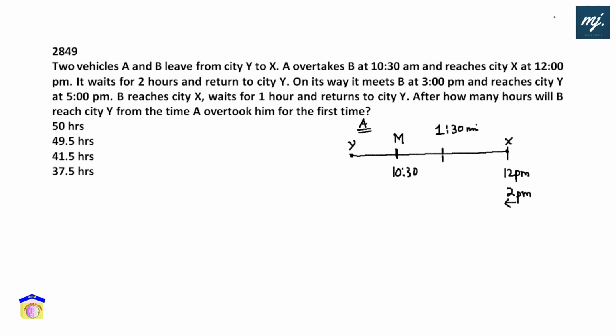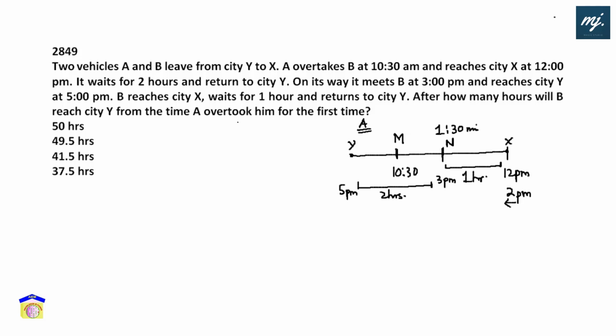So let me mark the second meeting point as N. Vehicle A has travelled this portion in 1 hour and reaches city Y at 5 p.m. So this was 3 p.m. This distance is travelled by it in 2 hours.